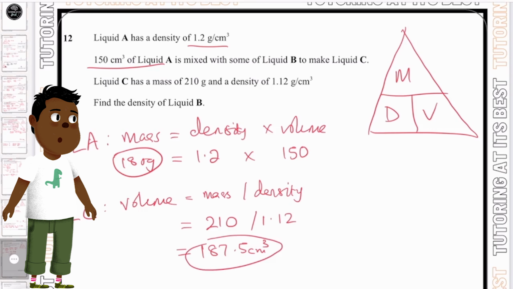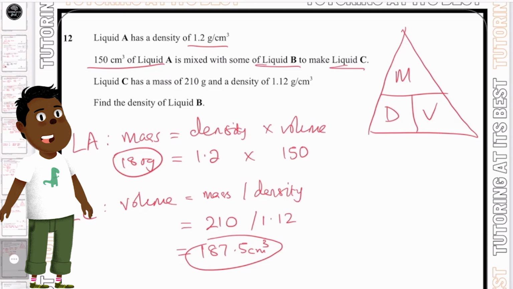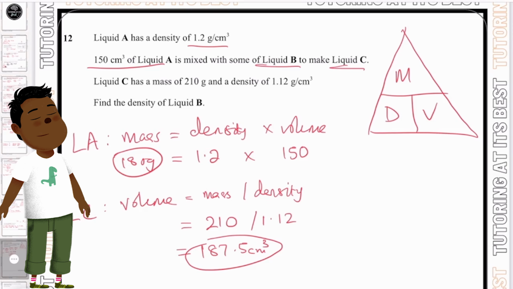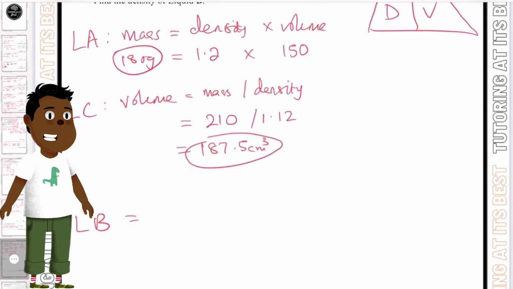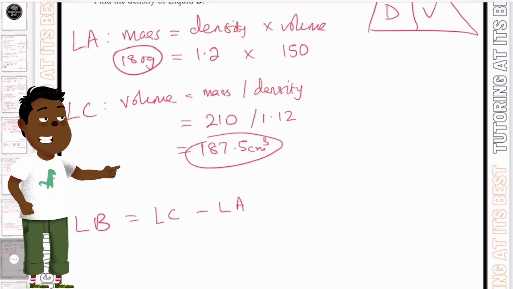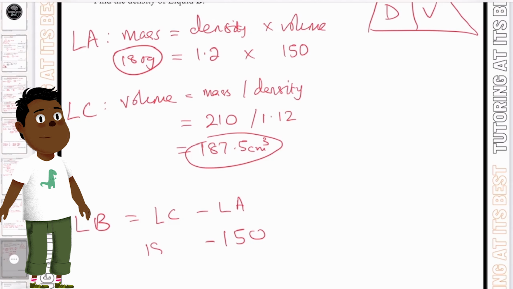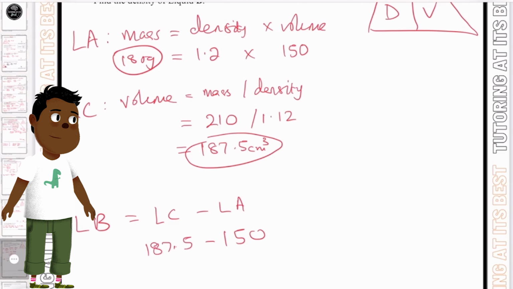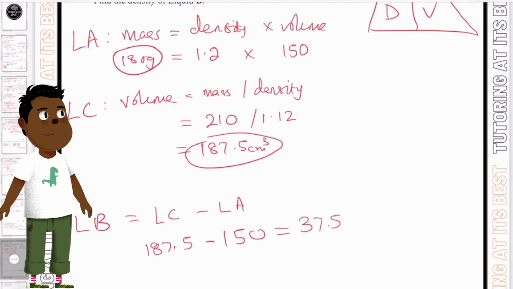But let's not forget that liquid A plus liquid B gives us liquid C. But because we have liquid C and liquid A, we are going to reverse that. And in order to calculate the volume of liquid B, we are going to have liquid C take away liquid A. And that's going to be in terms of its volume. So liquid A's volume is 150 and liquid C's volume is 187.5. So if we subtract that, we are left with 37.5 as the volume of liquid B.